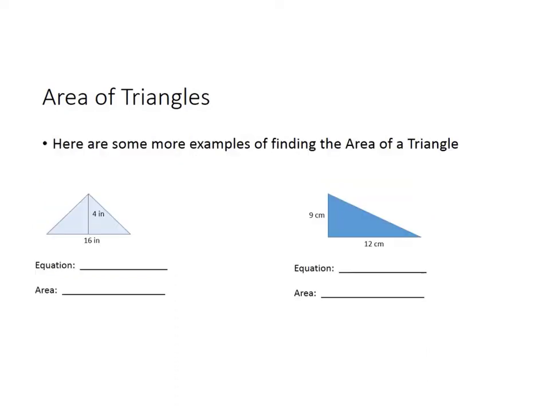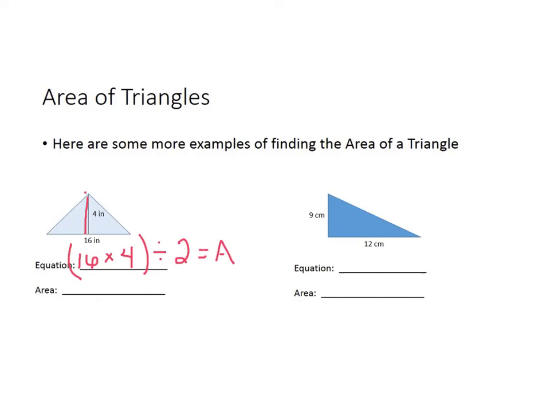Here are some more examples of finding areas of triangles, and we're going to do these together because I really want to make sure that you understand that we have to divide it by 2. So let's look at that first triangle. The equation, we would still have the base, which is 16, times the height, which is 4. But after we take the 16 times the 4, then we're going to divide it by 2, and that's going to find us our area of the triangle. Now I know you can follow equations, so I'm going to let you find the total area of this one on your own. But let's write the equation for the other triangle.